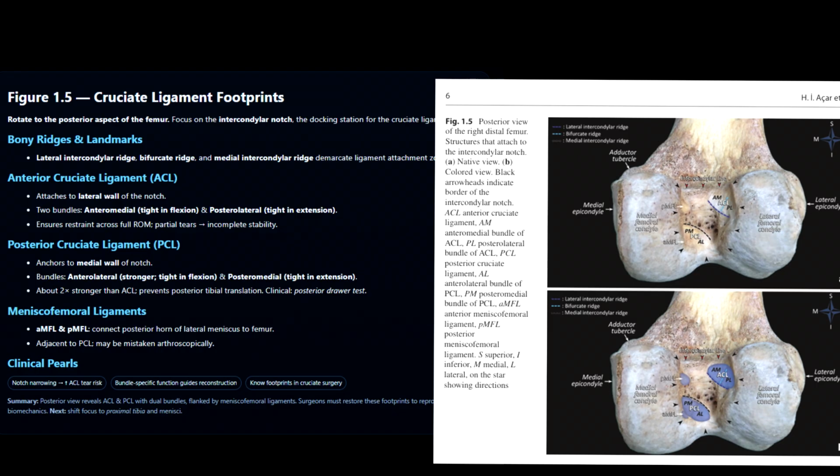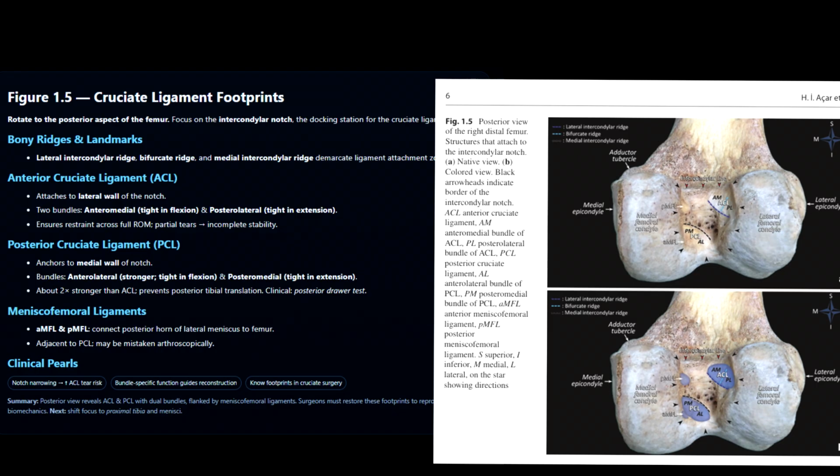So, in this posterior view, the intercondylar notch is not an empty space. It is a carefully organized docking station where the ACL and PCL attach with their functional bundles, flanked by the meniscofemoral ligaments. Any surgeon performing cruciate ligament reconstruction must know these footprints precisely to restore natural knee biomechanics.